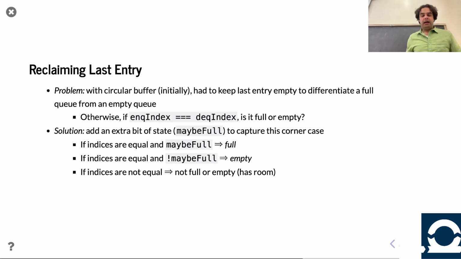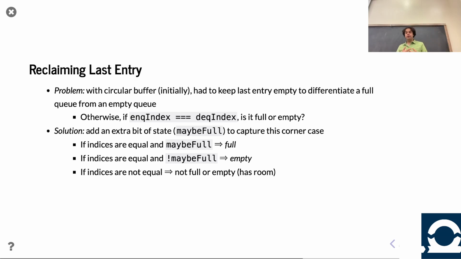So how do we reclaim that last entry first? We need to differentiate the case of when it's full and empty. Like I said, if you have the indices pointing to the same location, how do you know if it's full or empty? Well, that's a subtle bit of information. Why don't we just add a single bit of state called maybe full to capture this corner case, right? So you can see, okay, if the indices are equal and maybe full is true, we're full. If the indices are equal and maybe full is false, i.e. not maybe full, we know we're empty.